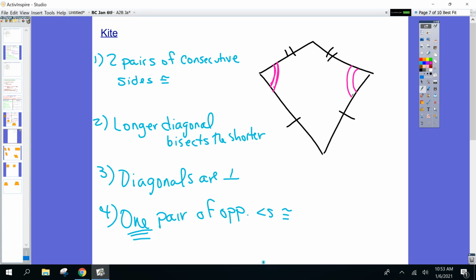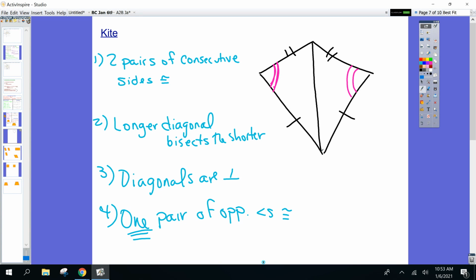And if you do struggle, if I draw in the longer diagonal, those two triangles I've just created are congruent by side, side, side. So by CPCTC, those angles have to be equal. So think about where the longer diagonal is, and those triangles would be congruent. All right, there we go, kids. There's all our properties. Any questions on the properties?